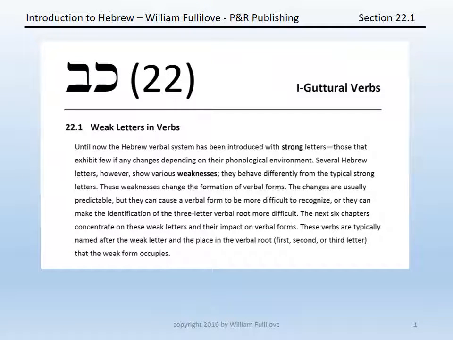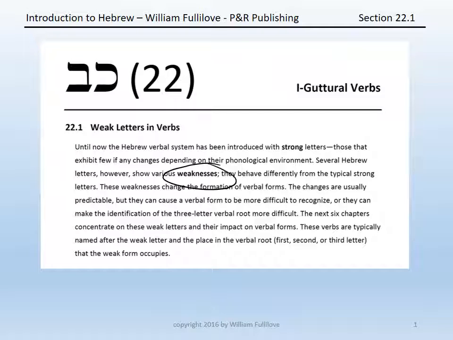In Chapter 22, we begin our study of the last major portion of this book, which is dealing with weak consonants in verbs. Until now, our study of the Hebrew verbal system has largely been introduced with what we call strong consonants, consonants that exhibit few, if any, changes, depending on their position in the word and the other sounds that surround them. There are several Hebrew letters, however, which show various weaknesses, meaning that they behave differently from the typical strong letters with which we've been working.